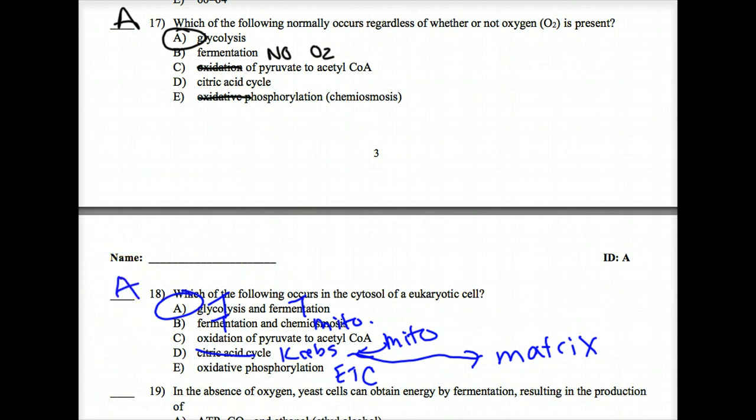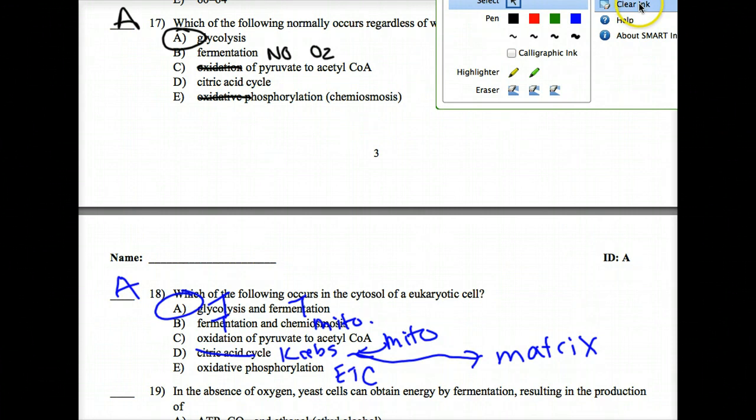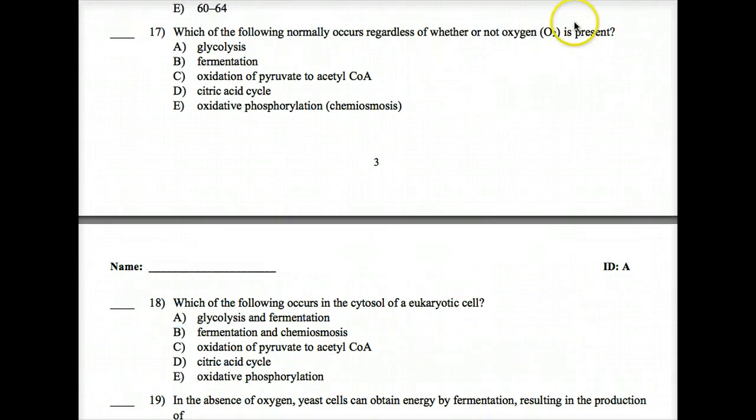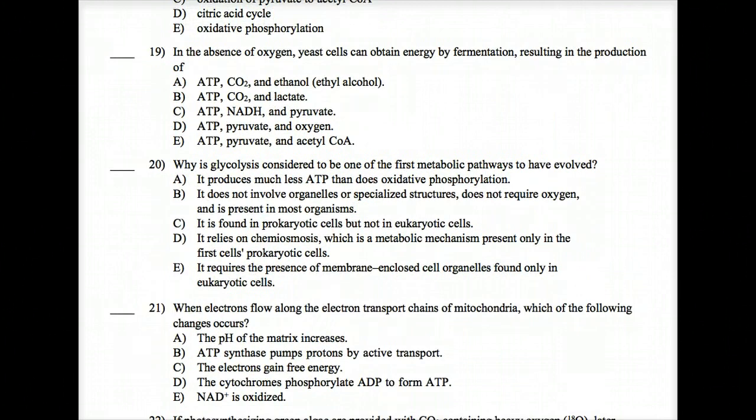And moving on to the next one. Number 19 and number 20. In the absence of oxygen, yeast cells can obtain energy by fermentation, resulting in the production of what? So it's got to either be lactic acid or ethanol. So it's not pyruvate, it's not oxygen, and I told you didn't have to know acetyl-CoA. So it's either lactic acid fermentation or ethanol fermentation. And if you think about it, yeast are involved in the production of beer, so this has to be ethyl alcohol fermentation.